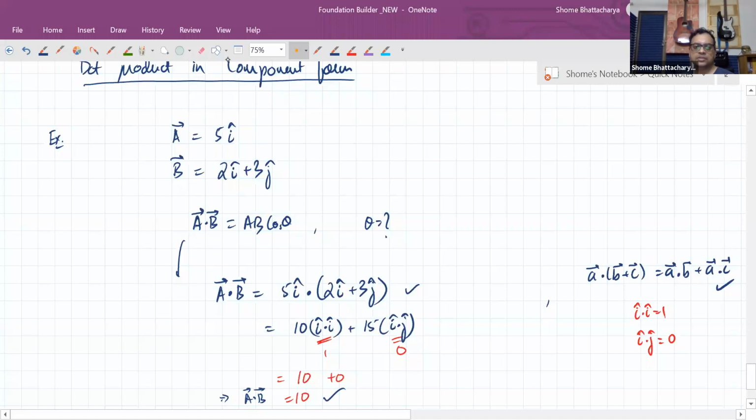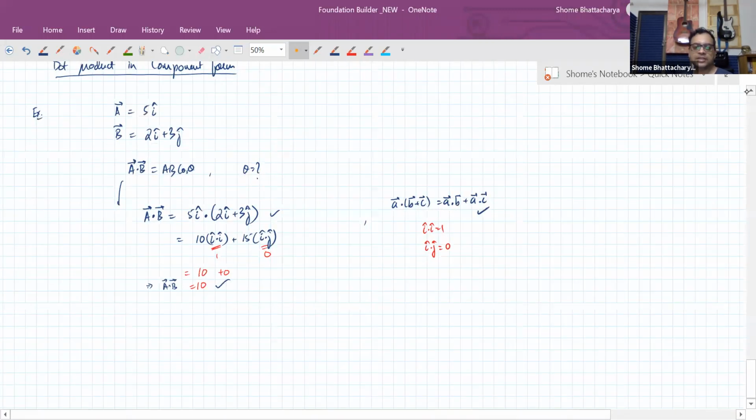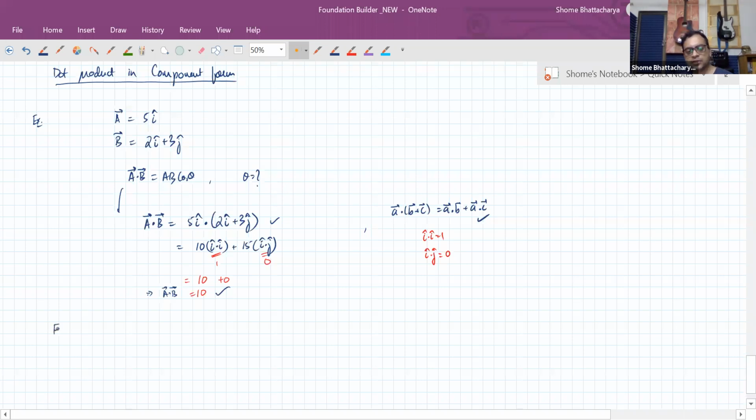Now just the way we use the properties to do this particular question, now we can generalize this. So you can say, for example, if I have a more general case where a is ax i cap plus ay j cap, and b is bx i cap plus by j cap.